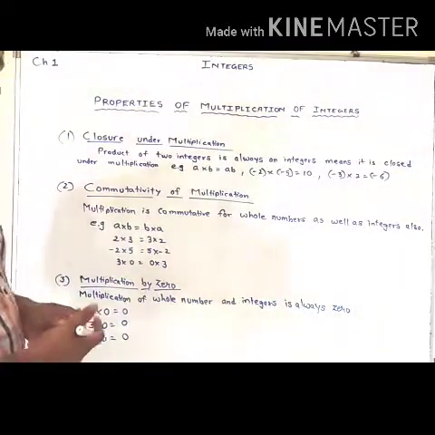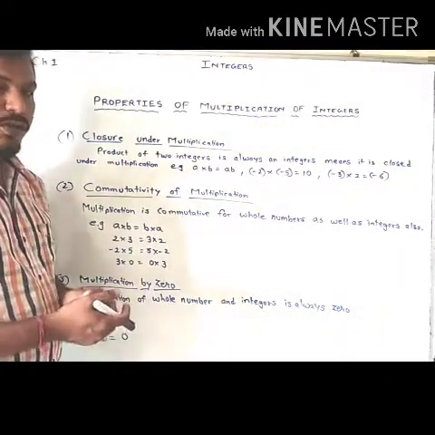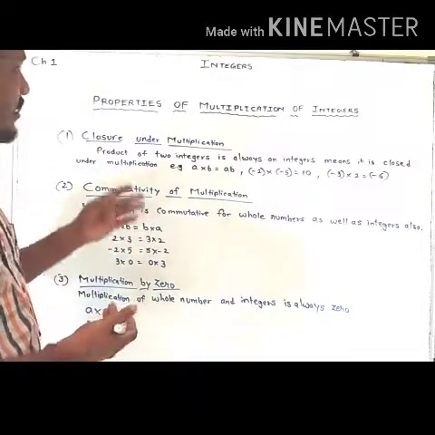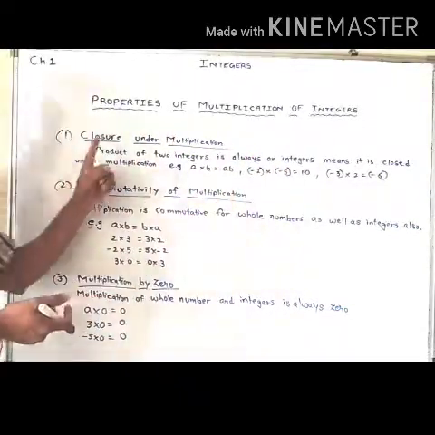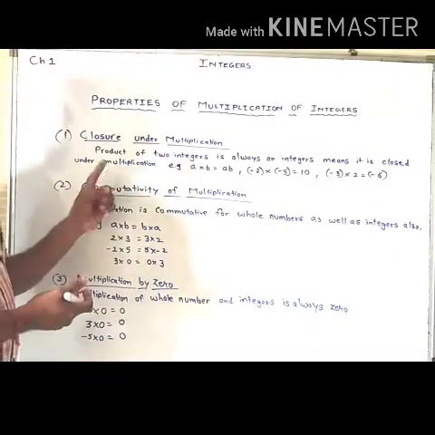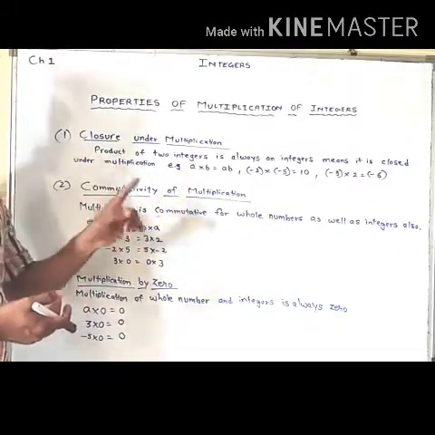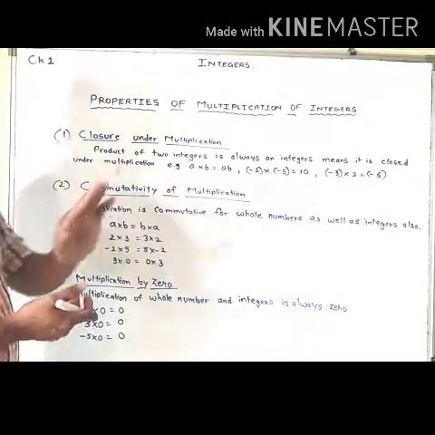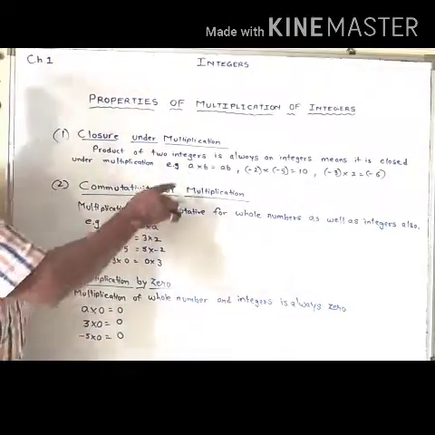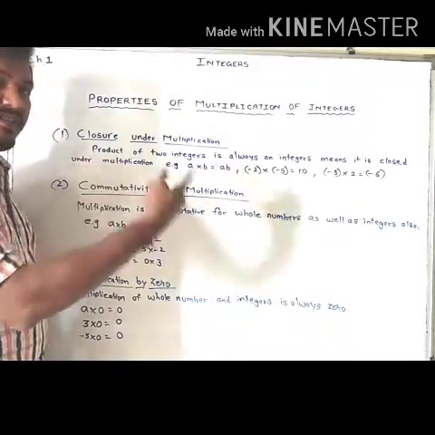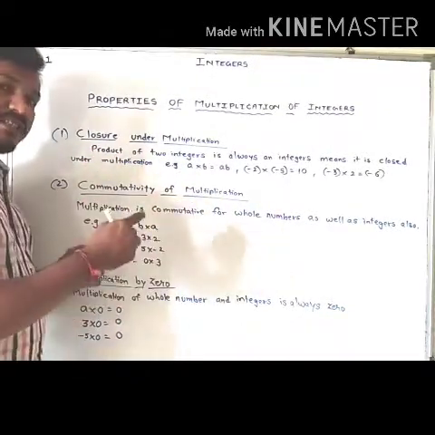Hello dear student. Before starting exercise 1.2 question number 5, let us understand properties of multiplication of integers. Closure under multiplication. Product of two integers is always an integer, means it is closed under multiplication. Means what? When any integer is multiplied with another integer, the result is always an integer.